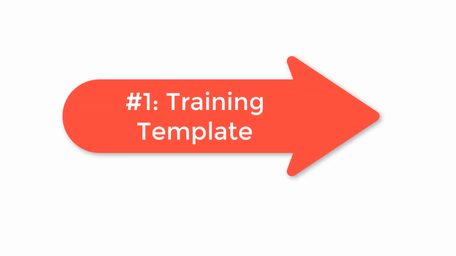So number 1, training template or strategy. That would be what your micro or macro cycles would be. So what does your week look like? What does your month look like? What does your year look like, or multi-year even? So that would be number 1.